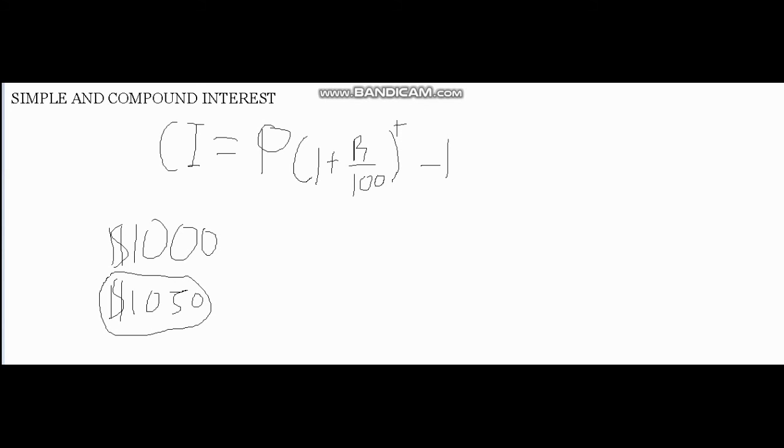So for the total amount you'll have over a period of time, we normally write the equation for that as P into 1 plus R over 100 to the T power. And again, T is time in years. It must be in years, or else you will be getting the answer wrong. That's simple and compound interest.